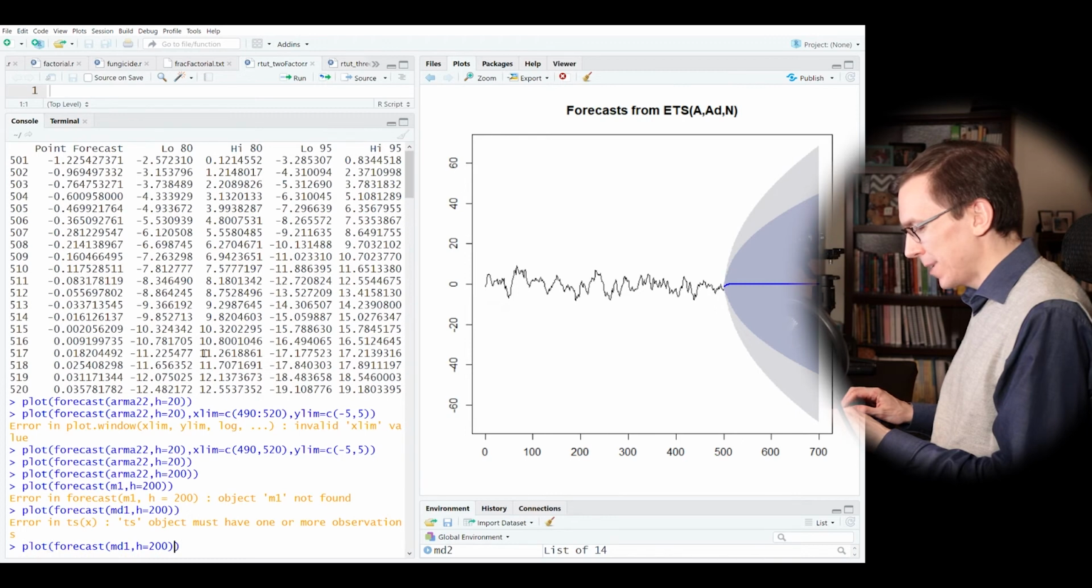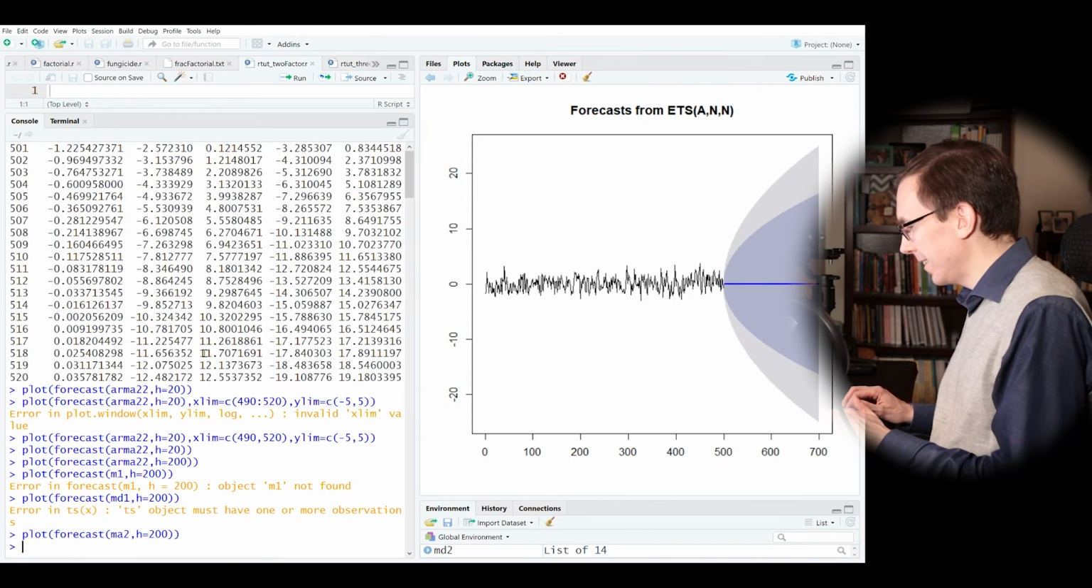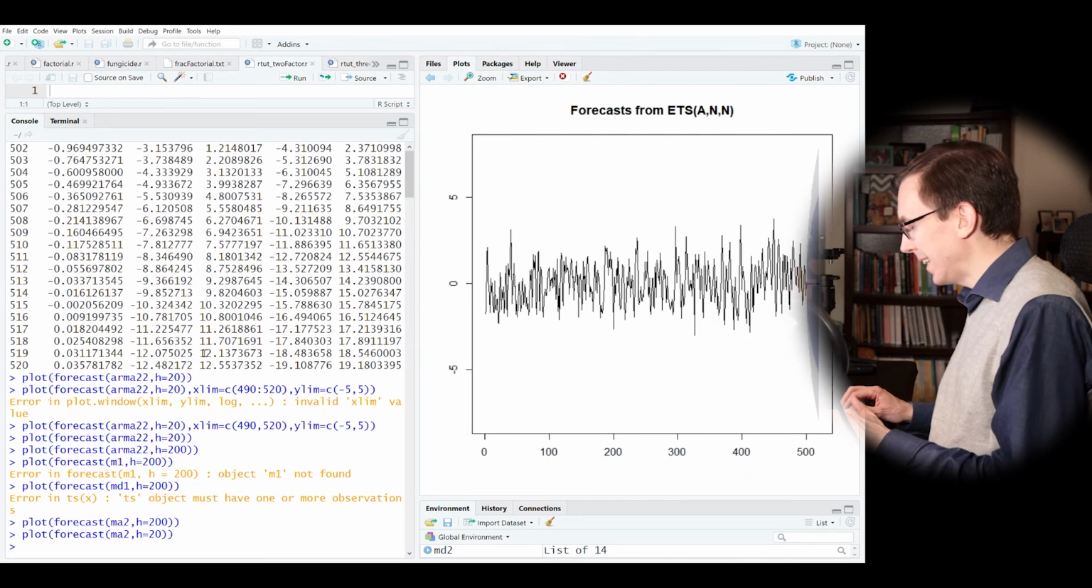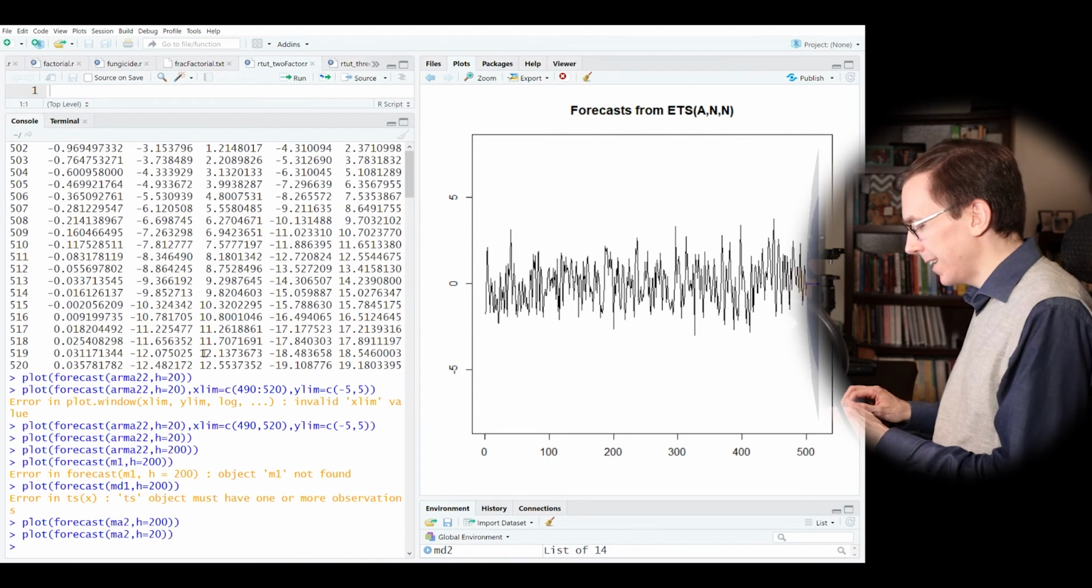If we try doing this for the MA, which one, 2, let's see. Yeah, it still does spread out quite rapidly. But yeah, there's not a lot. Like I said, forecasting in this case is not the most exciting thing.